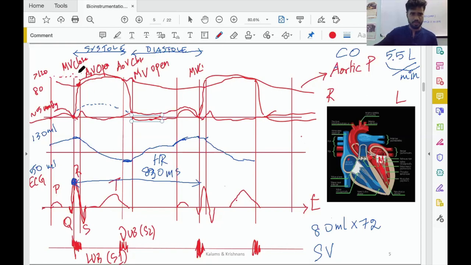One final detail to notice here, notice the systole is usually 1/3 of the diastole. So systole length is like 1/3 of the total cycle. Diastole length is like 2/3 of the total heartbeat. So this distance is like 1/3 of 830 milliseconds. This distance is like roughly 2/3 of this 830 milliseconds.